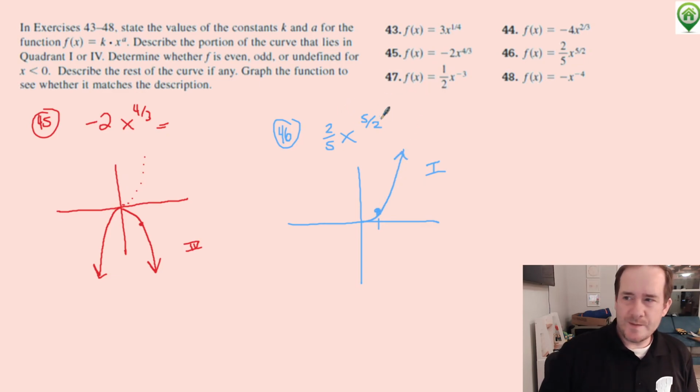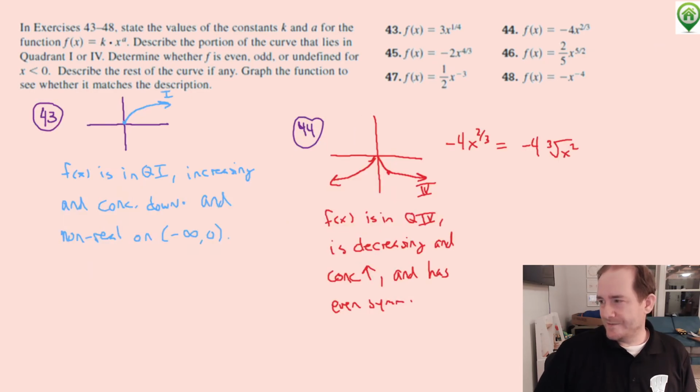And this time our denominator is even. So we're essentially taking square roots. And the square roots of negatives are going to be imaginary. So this is another function that has no left-hand side. So if you were going to describe this, you could say the portion of the function in quadrant 1 is increasing in concave up, and the function is non-real on the interval of x's from 0 to negative infinity. So that would describe 46.